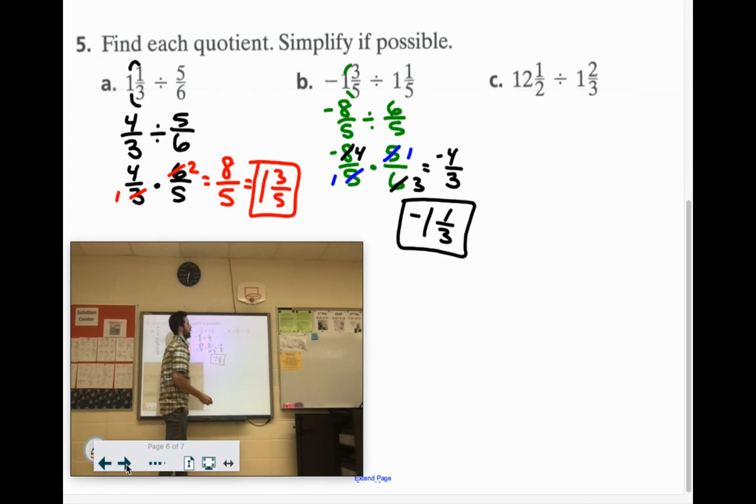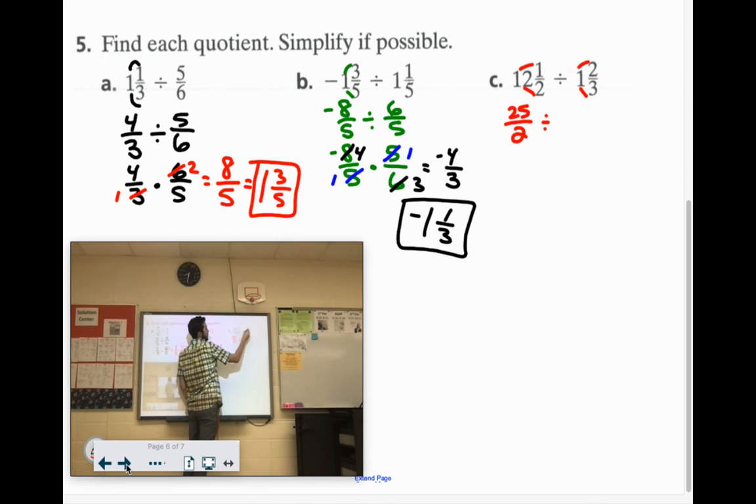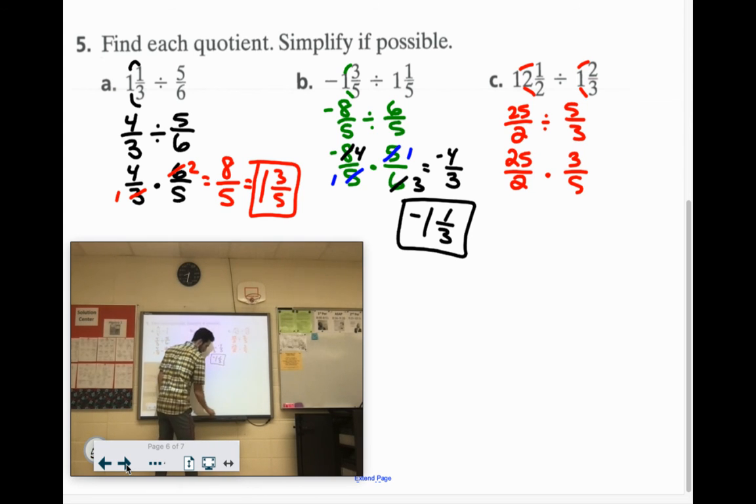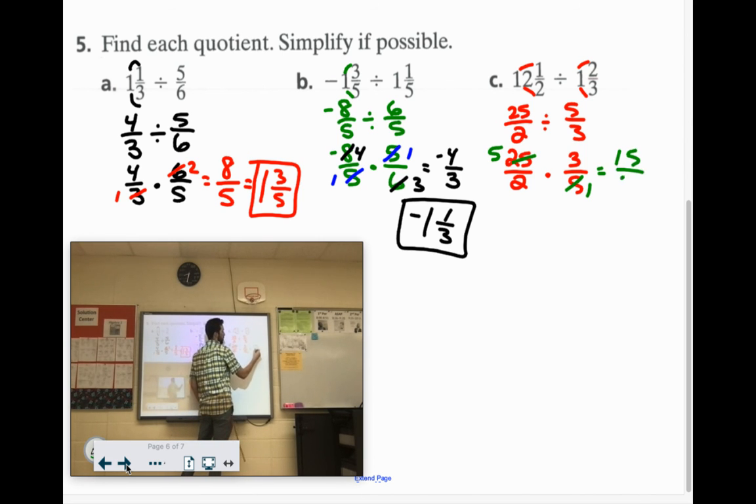Last one. 12 and a half. 2 times 12 is 24, plus 1 is 25. 3 times 1 is 3, plus 2 is 5. Keep it. Change it. Flip it. 5 goes in 25 5 times. That's all we can do. 5 times 3 is 15. 2 times 1 is 2.